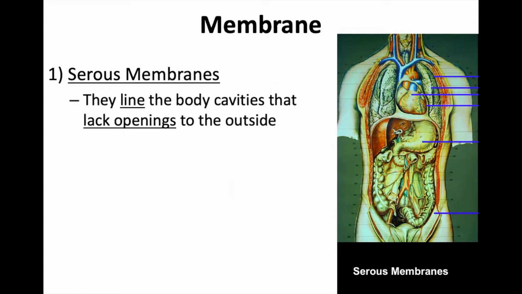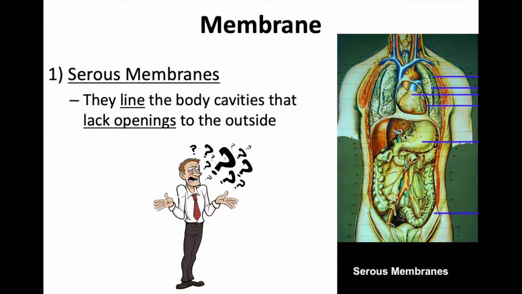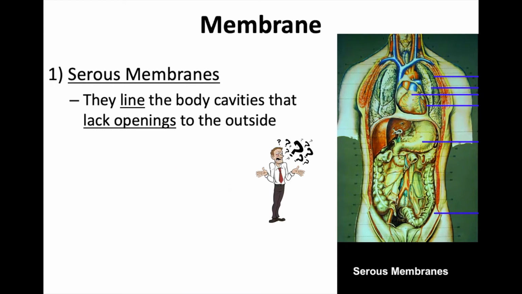Your vocab definition was they line the body cavities that lack openings to the outside world, which means in this picture, if you were to go into some kind of science fiction movie and they shrink you down really small and you were standing by the stomach right here, if you were standing on top of the stomach, you would actually be standing on top of a membrane surrounding the stomach. You can kind of see it right here, kind of stretching out and holding it in place. Right? That membrane is the serous membrane.